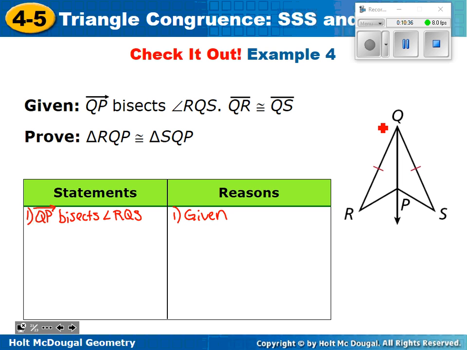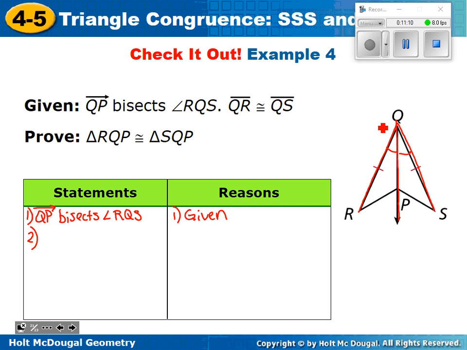So we're looking at what angle again? RQS. So now what are the two angles that QP splits that angle into? SQP and RQP. So this angle and this angle. Do you guys see that? If you take an angle and you bisect it, you should get two congruent angles. So this ray is splitting this angle into two congruent parts. So we're going to write that down now in our proof.